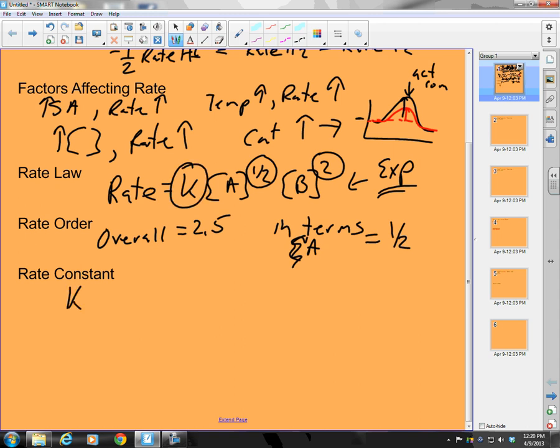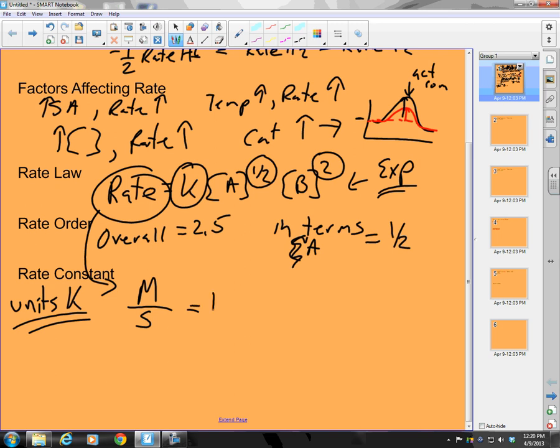And the question usually is, what are the units on that rate constant? Here's the way you do that. Rate is going to be in terms of molarity per time. Let's say it's molarity per second. Rate is always molarity per second or molarity per minute or molarity per hour. And then that's equal to K. And in this case, we plug in these guys, so it's molarity to the 1/2 and molarity to the second.